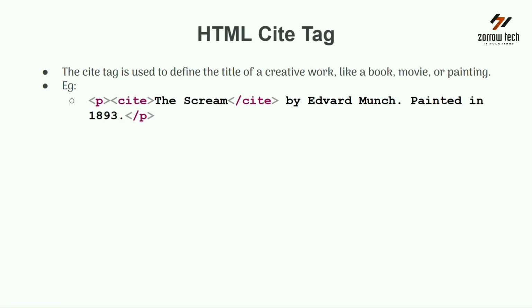HTML Cite for work titles. The Cite tag is used to define the title of a creative work, like a book, movie, or painting.